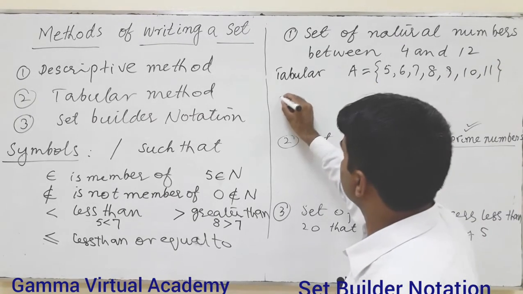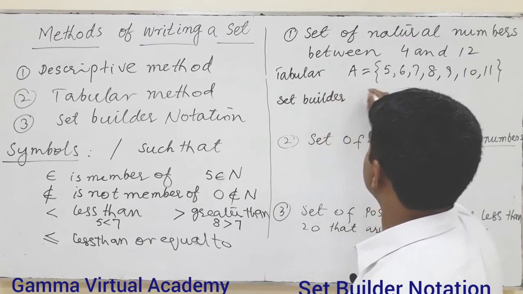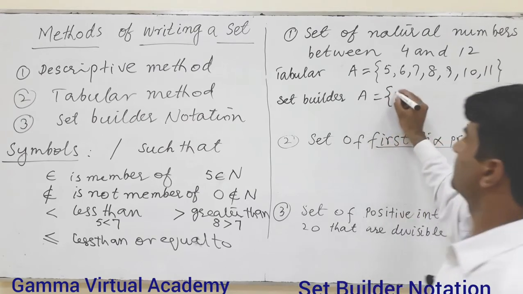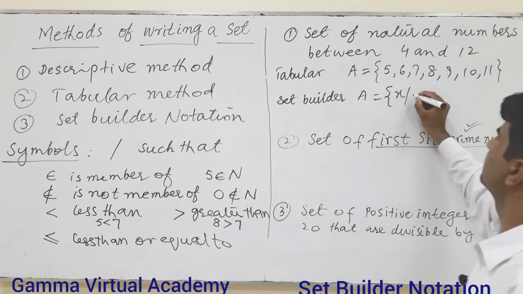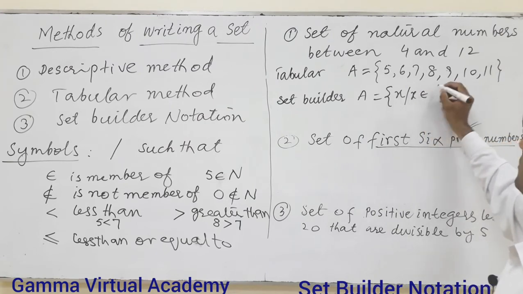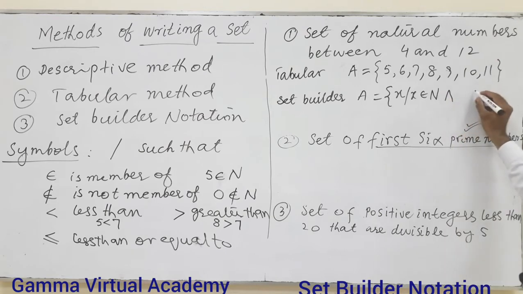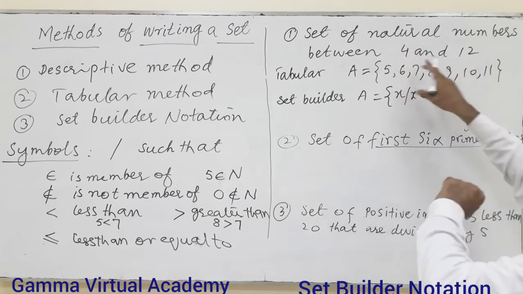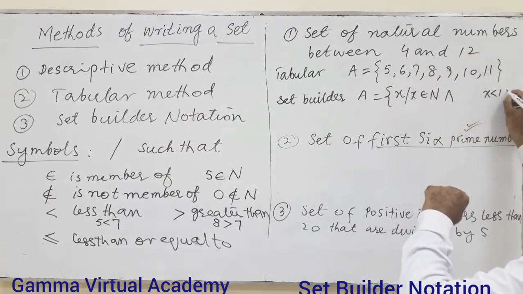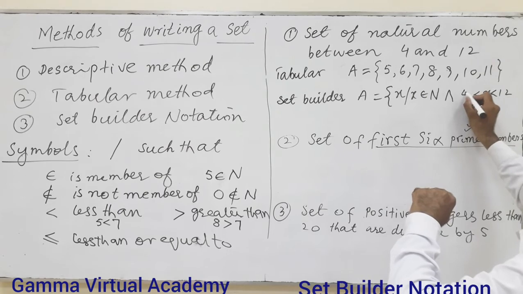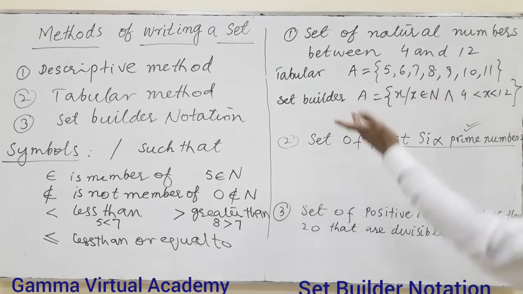And in set builder notation we write the set of x. Here we write x, y, or any symbol we may write. The set of x such that x belongs to the set of natural numbers, and between 4 and 12 means x should be greater than 4 and less than 12. x is less than 12 but x is greater than 4. When we write between, we write these symbols. Okay, now it's in set builder notation.